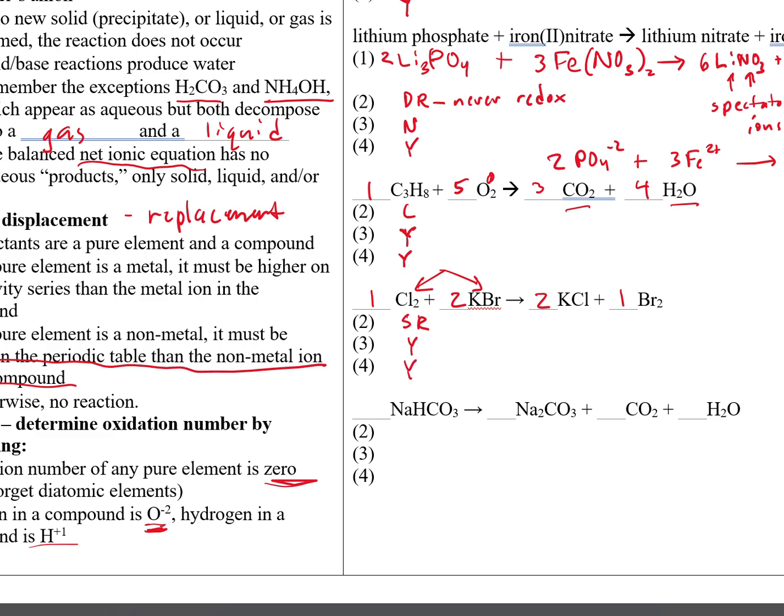By the way, it's a redox because the chlorine was a pure element. The bromine ends up a pure element. This is -1 inside here. This is -1 in here. So things change charge for sure. It was a redox.